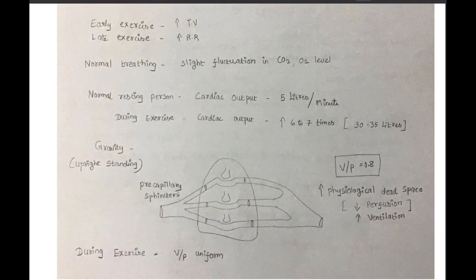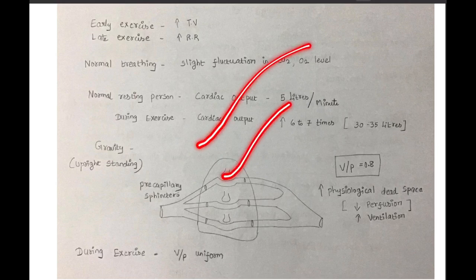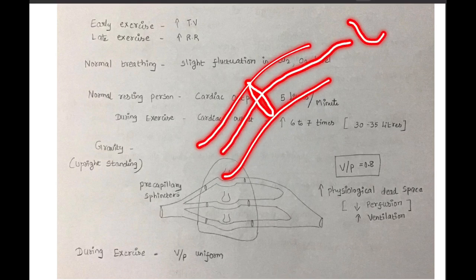So in a normal resting person with a normal blood flow of 5 liters per minute, the blood will pass through these narrowly opened, that is slightly closed, precapillary sphincters, and the blood passes through these precapillary sphincters to the alveoli for the exchange of gases.